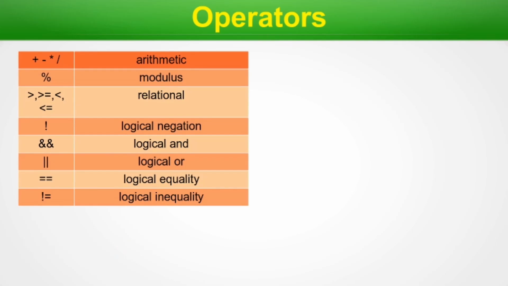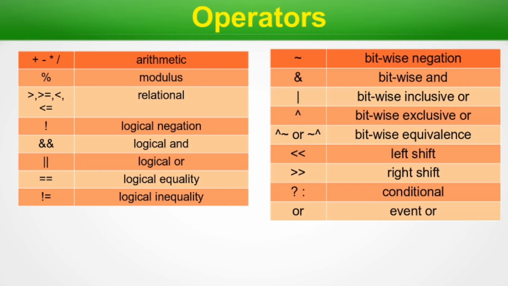Here, the operators that are in Verilog-A: arithmetic operators like plus, minus, multiply, divide. Modulus operator, which is used to get the remainder in a division, and the relational operators, less than, equal to, etc. And we have the not operator, that is logical negation. Then we have logical and, logical or, logical equality, logical inequality. We have more operators like bitwise negation, bitwise and, bitwise inclusive or, bitwise exclusive or, bitwise equivalence. We have left shift, right shift, the conditional operator, which is sometimes also called the ternary operator, and event OR, which is an OR.